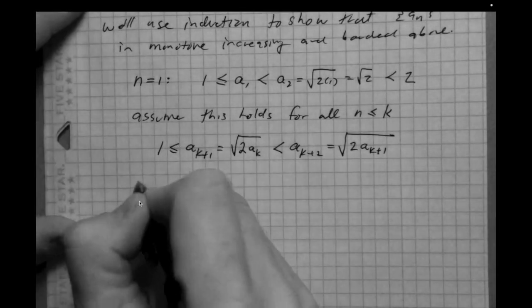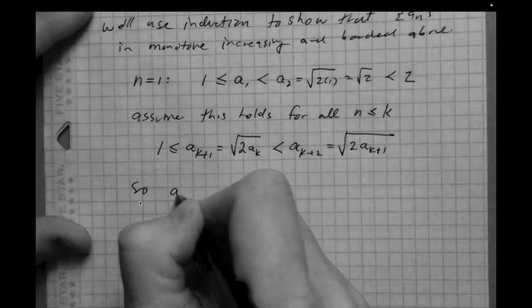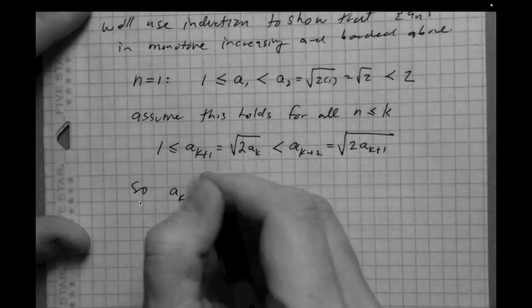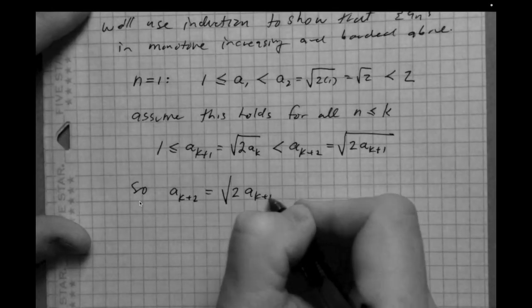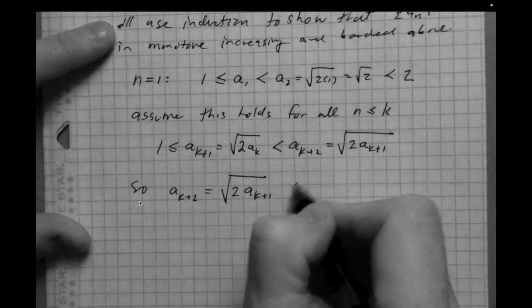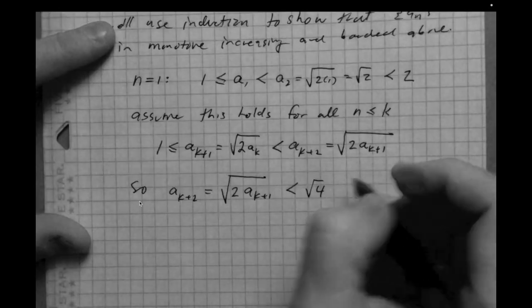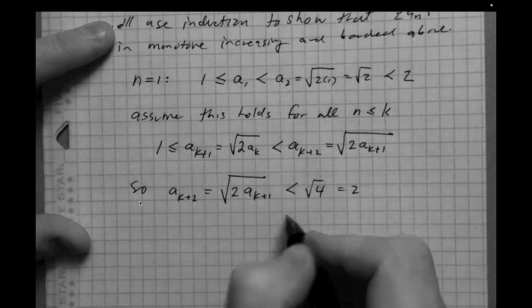And so a sub k plus 2 is equal to the square root of 2 times a sub k plus 1, which will be less than the square root of 4, which is equal to 2. Now, why is this? Where does this come from?